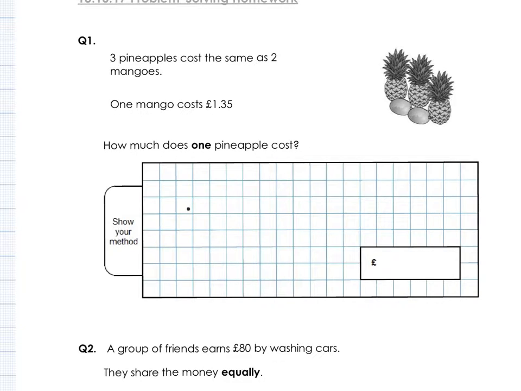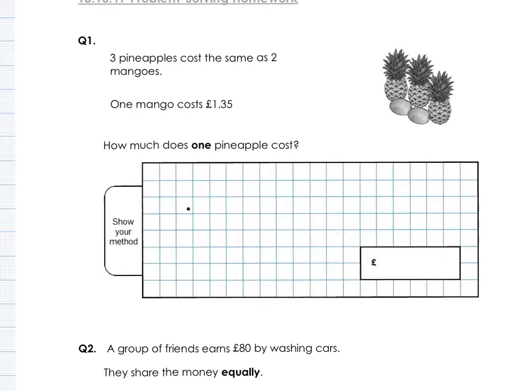Right, we'll start with this first problem. It says 3 pineapples cost the same as 2 mangoes. We know that 1 mango costs £1.35, but how much does 1 pineapple cost? So we've got to think about all the clues that we've got and how they're going to help us. To do that, we're going to use the bar model.